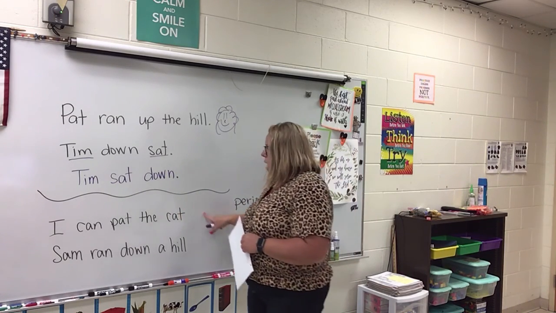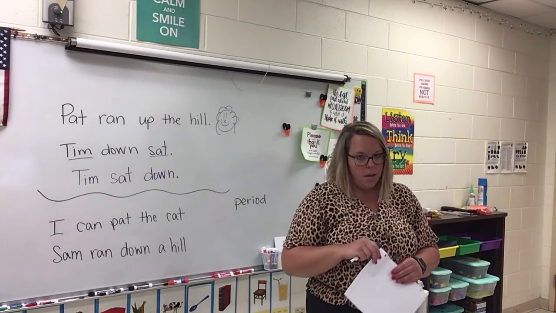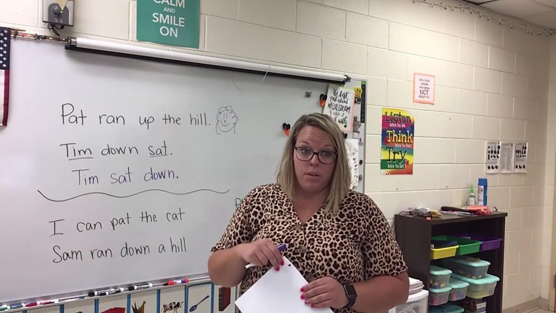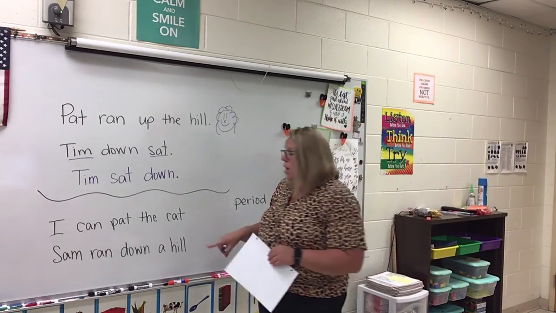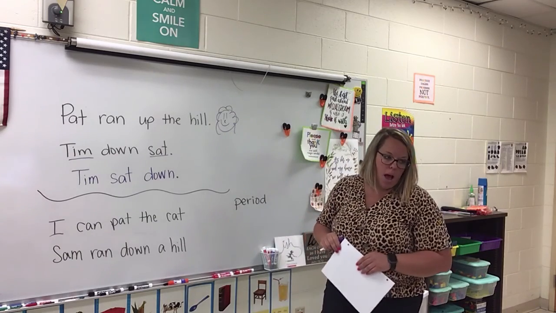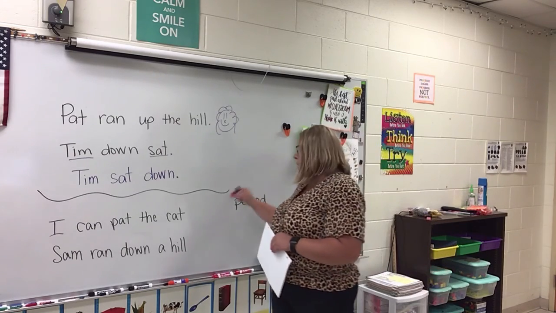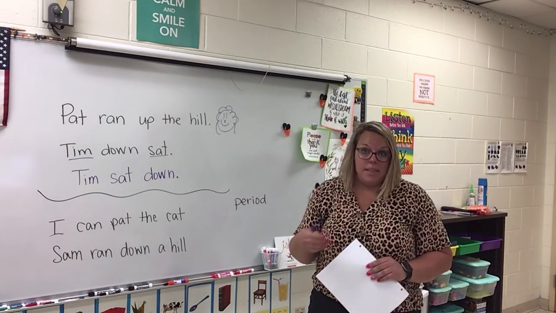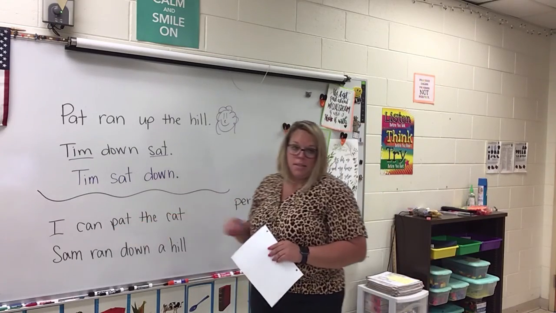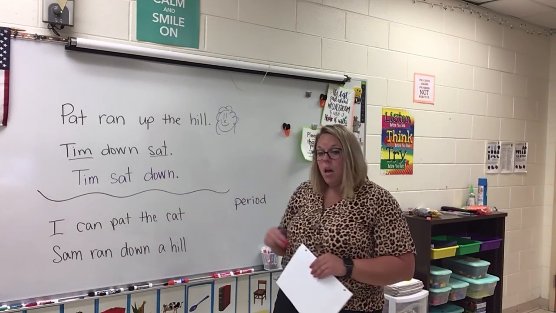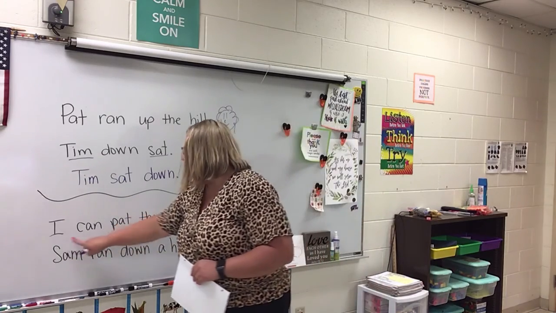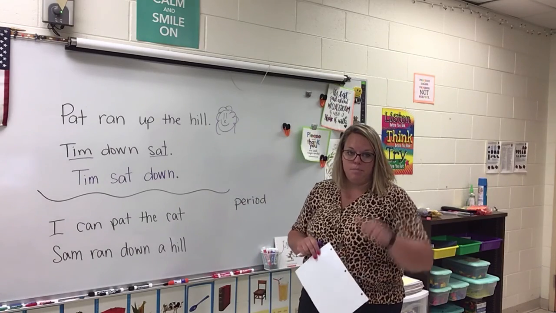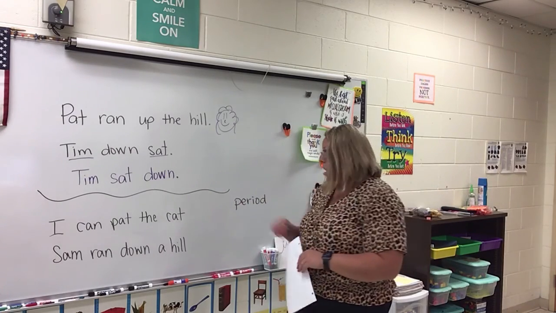Okay. Now, these bottom two sentences we need to check, because this week our focus is going to be having end marks. Last week we took a look at capital letters, and this week we're taking a look at end marks. Today we're specifically talking about a period. We put a period at the end of our sentence when we are talking about something. It's a statement. So look at this sentence and see if we have a period, and if we don't, we'll need to put one. I can pat the cat. Thumbs up if we have a period, thumbs down if we do not. No, we don't. But we need one.